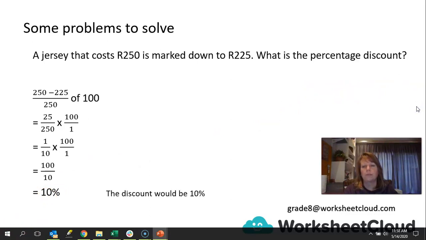Let's look at our next problem. So the discount would be 10%. 10% of 250 would give me 25, so you can see that 25 is 10% of 250. Subtract that from 250 and your jersey now costs you 225 Rand.